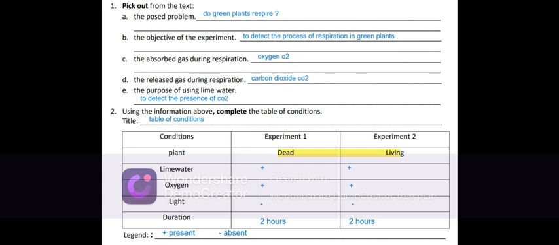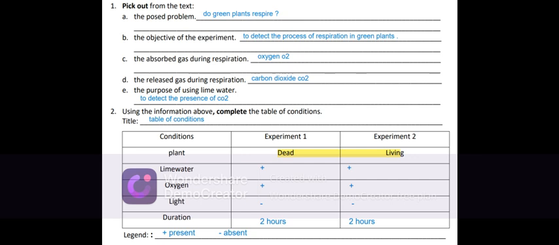Now we're going to do the table. Using the information above, complete the table of conditions. First of all, we have the title. The title is always table of conditions. Now we have to put plus or minus if we have it or not. First of all, they put plant. So the plant in 1 is dead, in 2 is living. Lime water: there's lime water in both, so plus plus.